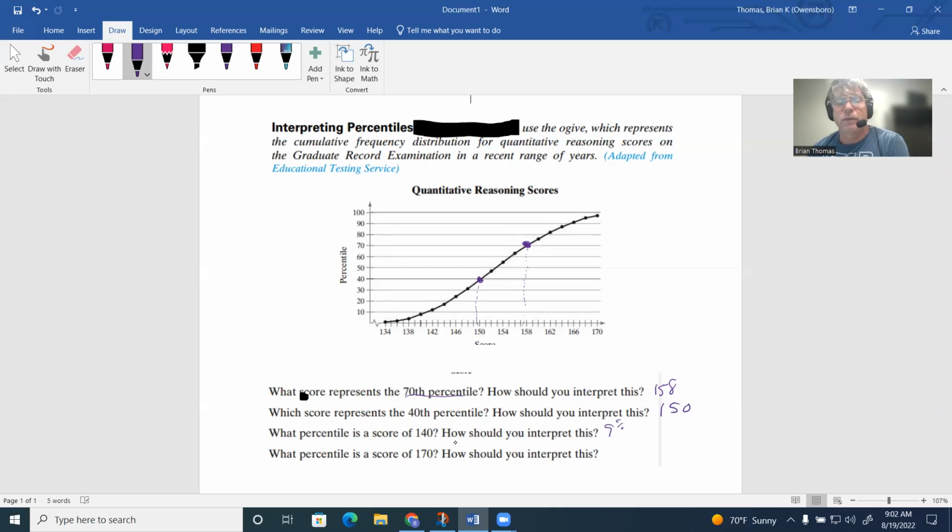Scoring a 170, if I go to the other end of the spectrum, 170 brings me up to this spot. That looks like about maybe 98%, if I'm using some good estimation there, since we're going by ones. So 98% means you did better than 98% of the people. Only 2% did better than you. So if you got a 170 score, you did really well on this examination. That helps you interpret percentiles using an ogive.